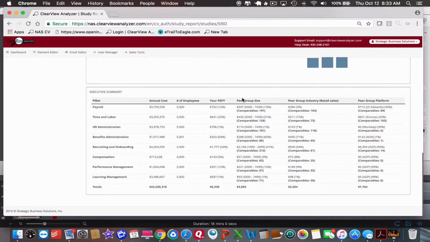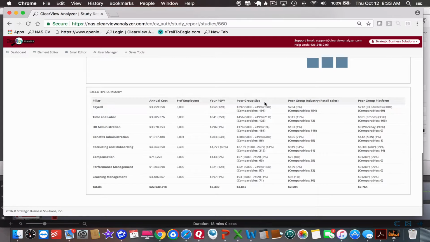So we benchmark 3 groupings: the peer group of size, peer group of common industry, and peer group of common platform. So for example, here in payroll, I've got this annual cost, this many employees. I break that down to a $752 per employee per year cost. This tells me that 88% of the companies in my database outperform this organization.